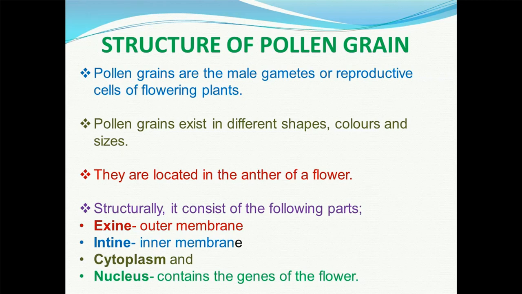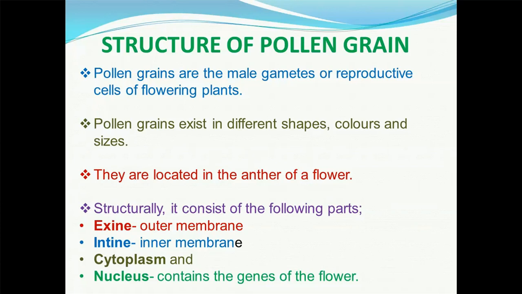The pollen grains are the male gametes or reproductive sex cells of the flowering plants. Pollen grains exist in different shapes, colors, and even sizes. They are located in the anther of a flower. Structurally, the pollen grain consists of the following parts. Number 1, exine, which is the outer membrane.